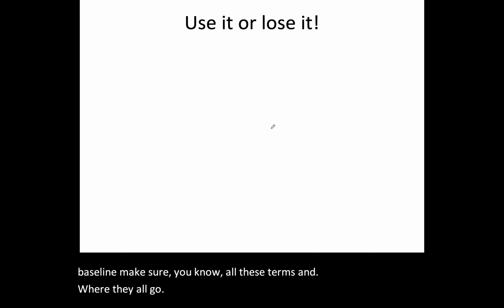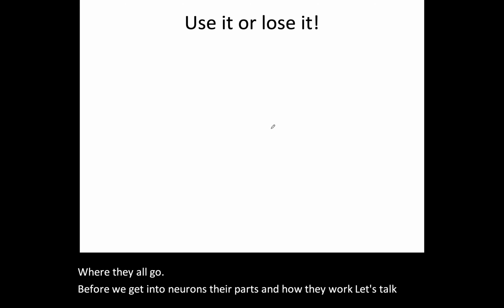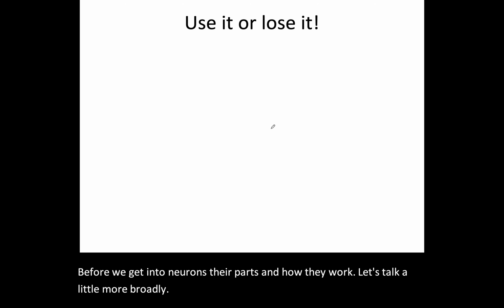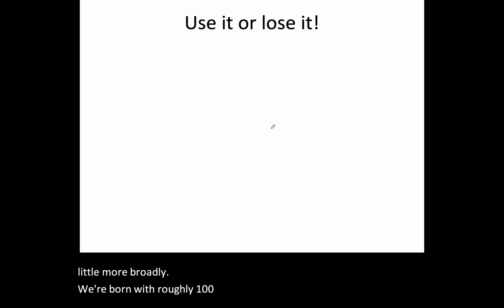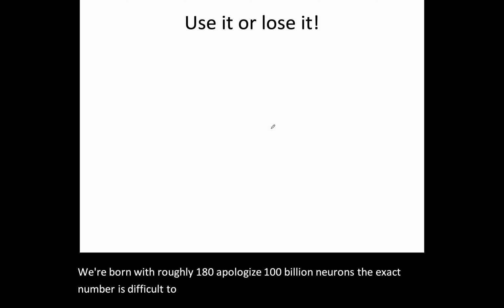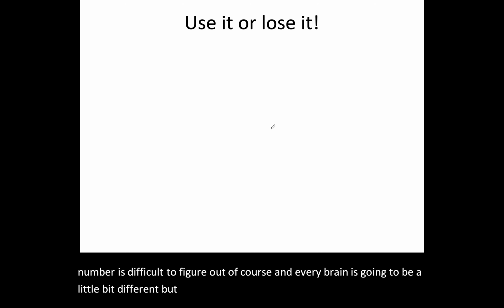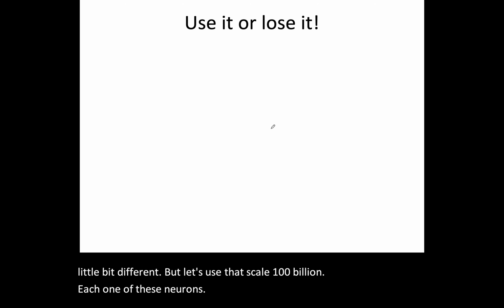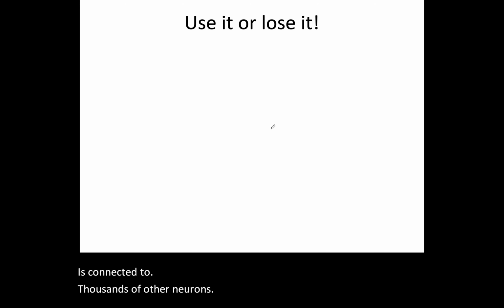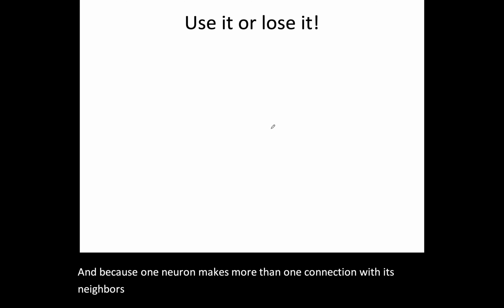Before we get into neurons, their parts, and how they work, let's talk a little more broadly. We're born with roughly 100 billion neurons. The exact number is difficult to figure out, of course, and every brain's going to be a little bit different, but let's use that scale, 100 billion. Each one of these neurons is connected to thousands of other neurons. And because one neuron makes more than one connection with its neighbors, there's a total of tens of thousands, hundreds of thousands of connections per neuron.